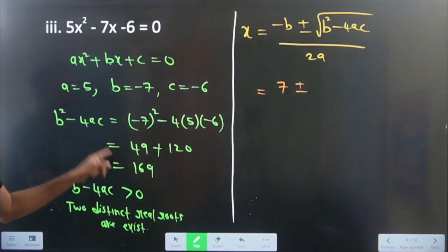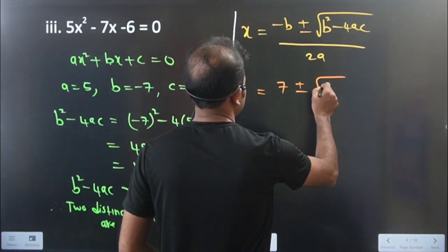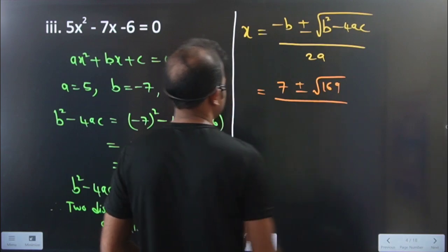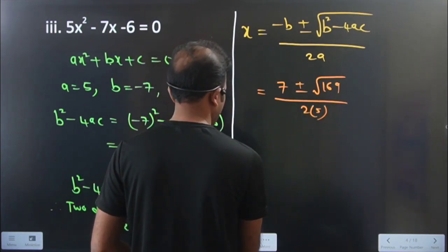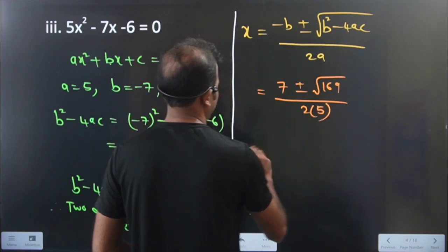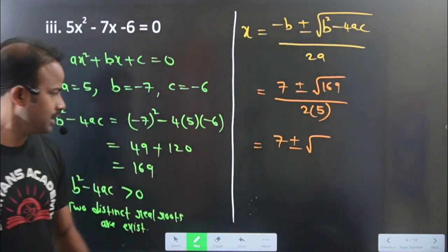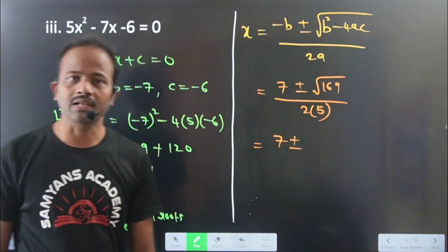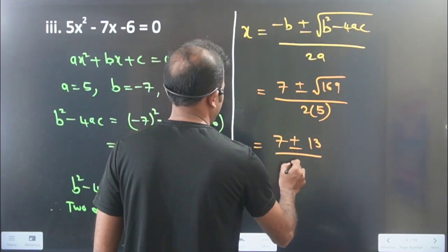b square minus 4ac value we got here as 169. Just put the value in this expression, that is b square minus 4ac value is 169, by 2a, means 2 into 5. Okay, 2 into 5. 7 plus or minus root over, root 169 value is 13. Already you know that. Root 169 value is 13, by 10.